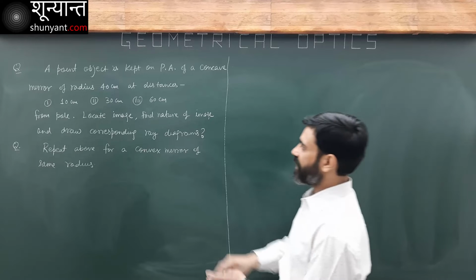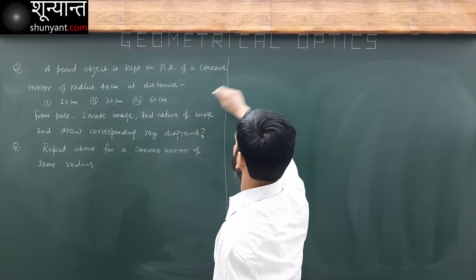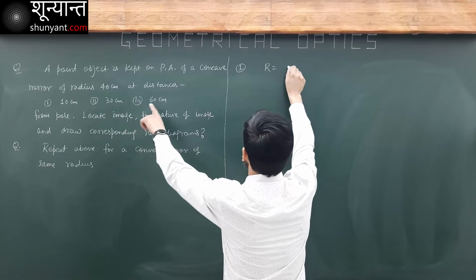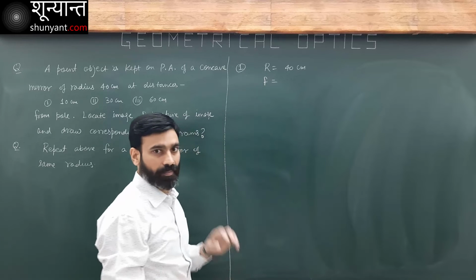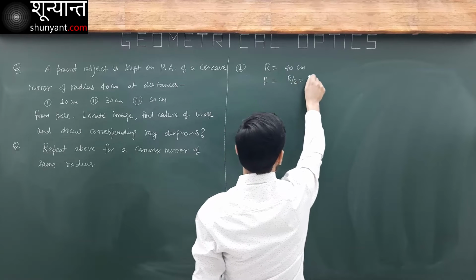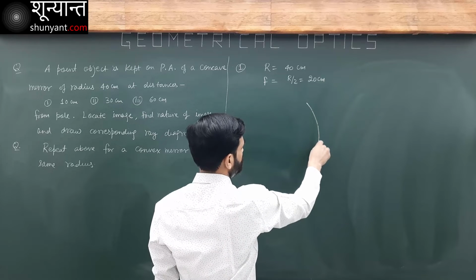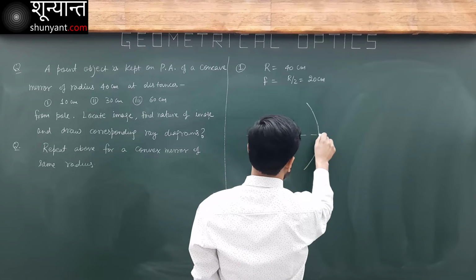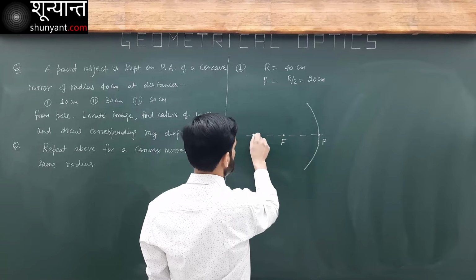Okay, let's start with first case. Several things we are going to learn. Okay, first case here, radius is equal to 40 centimeter. What will be focal length? Okay, the magnitude will be equal to R by 2. This is going to be 20 centimeter. Okay, now this is my concave mirror. Pole. Okay, this is focus and this is center.